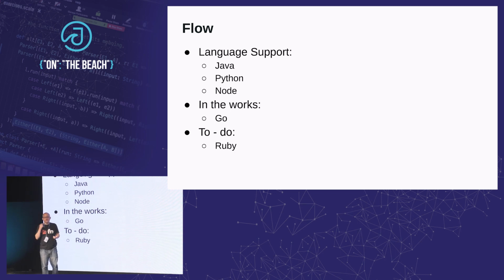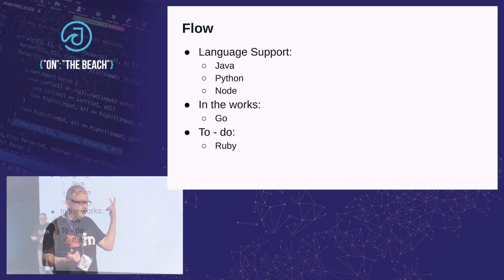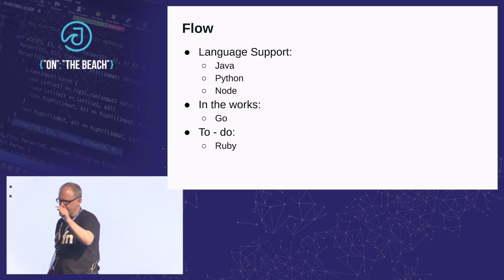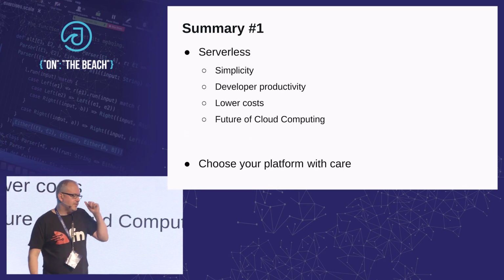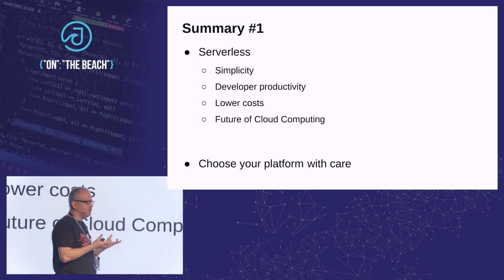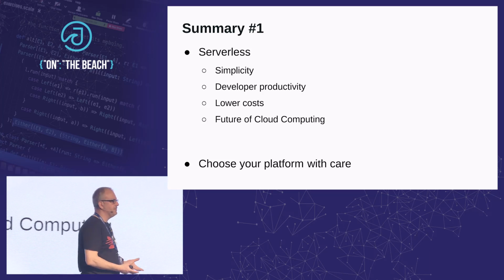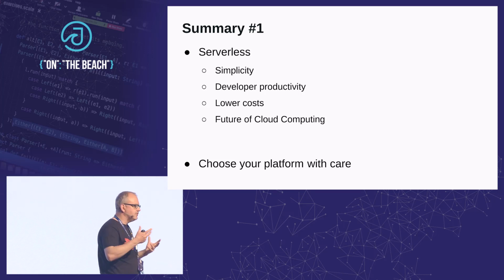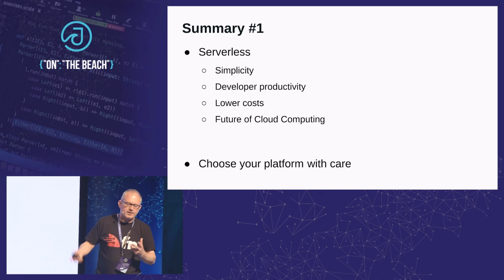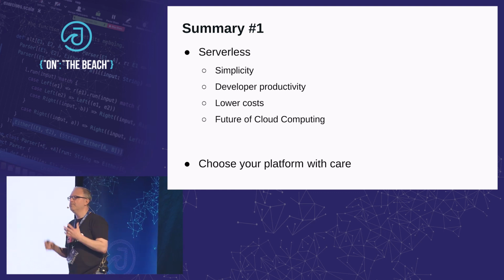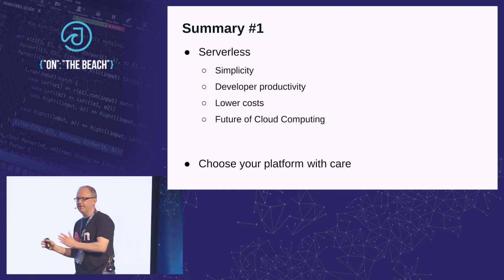At the moment, Flow has language support for Java and Python and Node. Go is in the works, and Ruby is on my to-do list. So, in summary, serverless is a way of using abstraction to simplify what we do. It should enhance developer productivity. It should lower our costs. And in many ways, it's liable to become the dominant paradigm for developing new applications. But you should choose your platform with care, because it is, to some extent, a gilded cage.